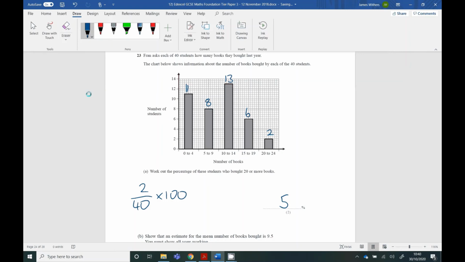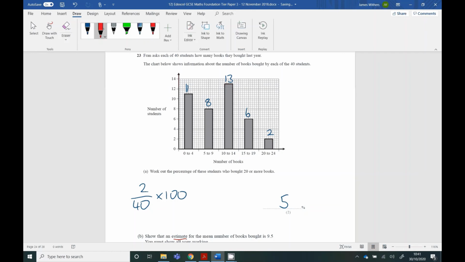Now for part B, we've got to show that an estimate for the number of books bought is 9.5. You must show all your workings. Now the reason this is an estimate is because we don't know, for example, how many books these 11 students bought. We just know it was between 0 and 4. Similar with these 8 students, we just know it was between 5 to 9 books. So the best we can do, we've got to make the assumption that they bought the average number of books, so straight down the middle.